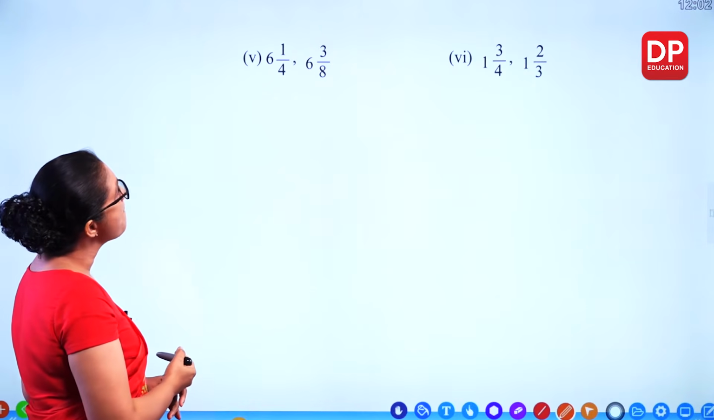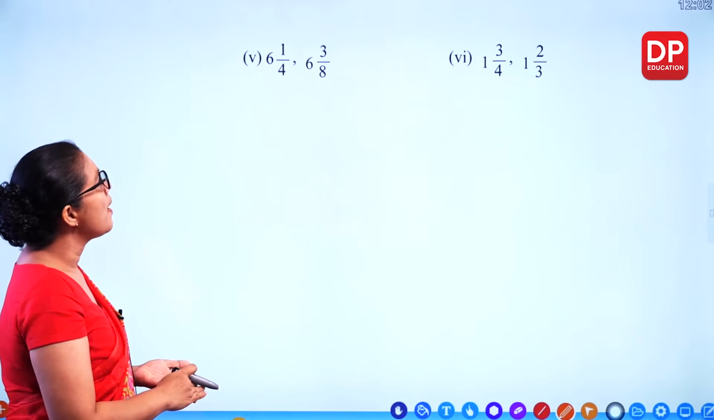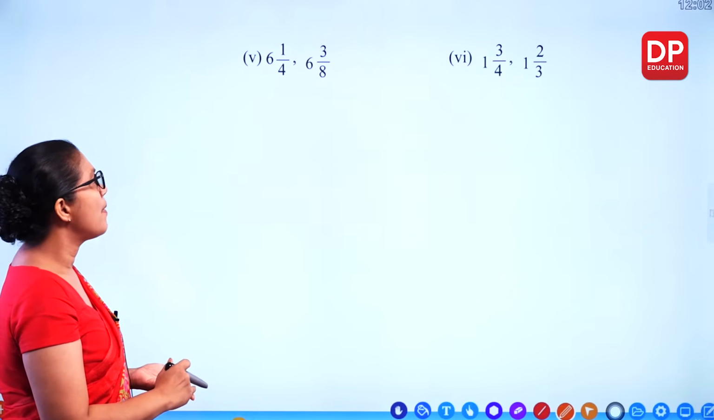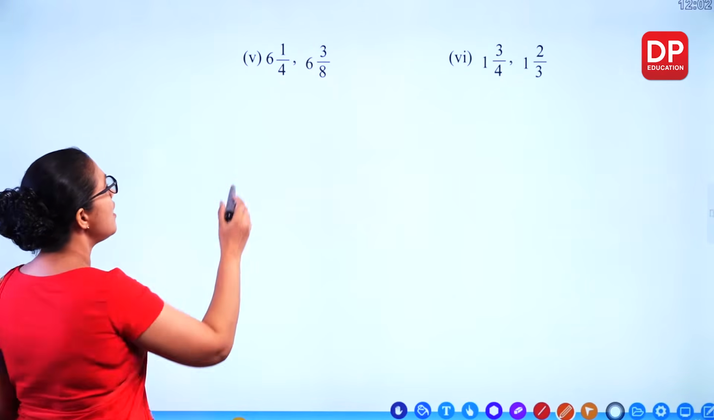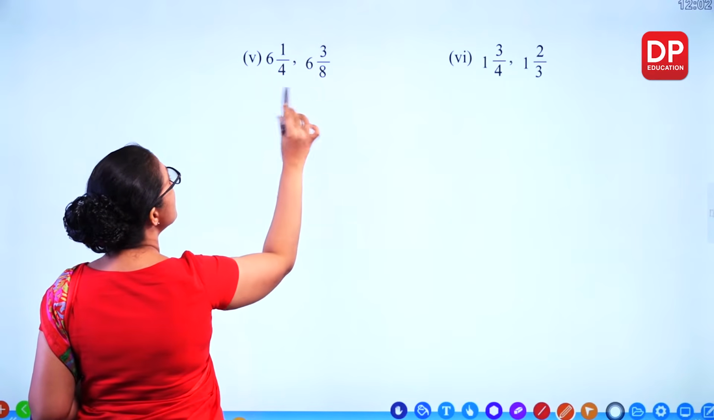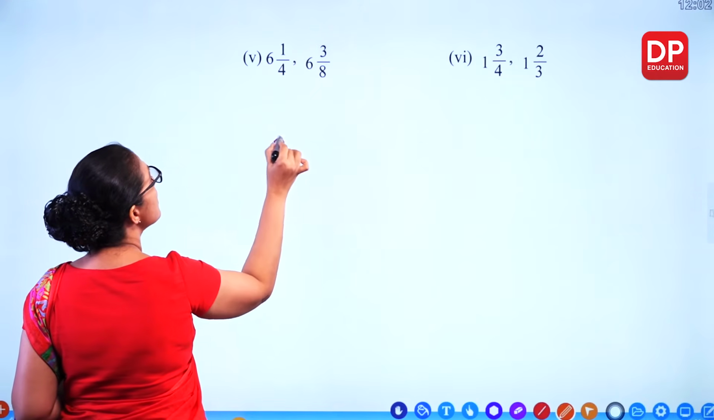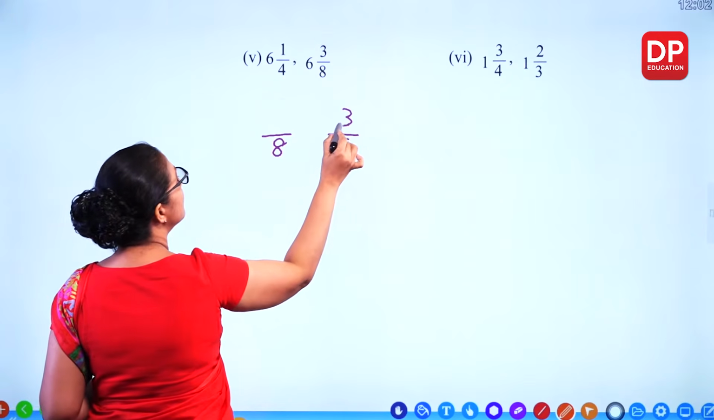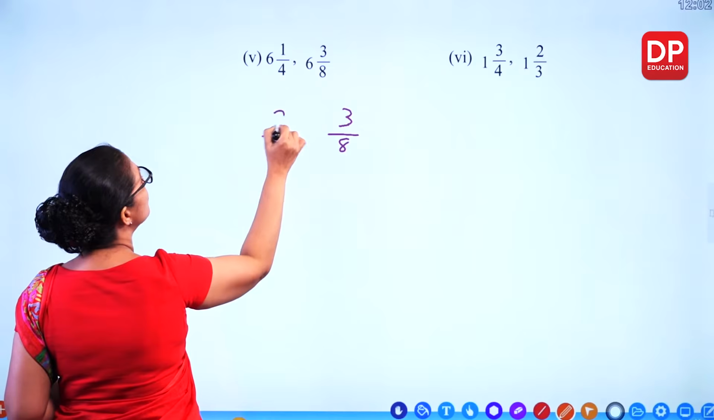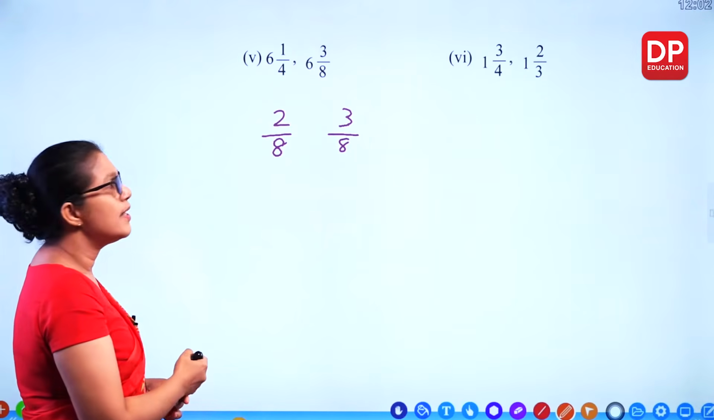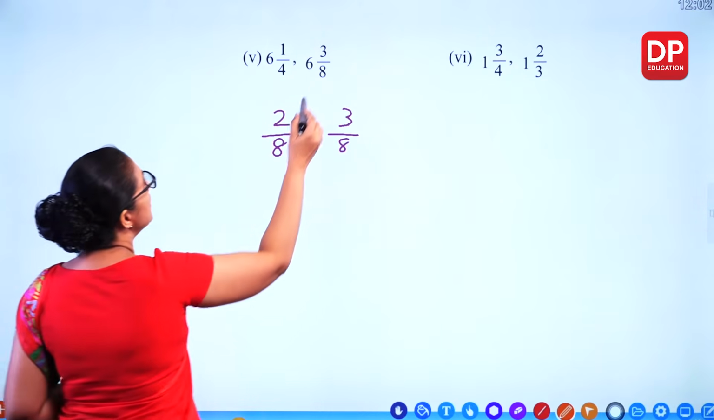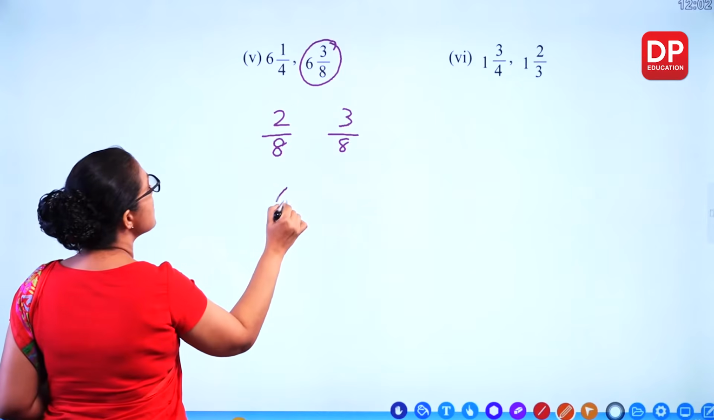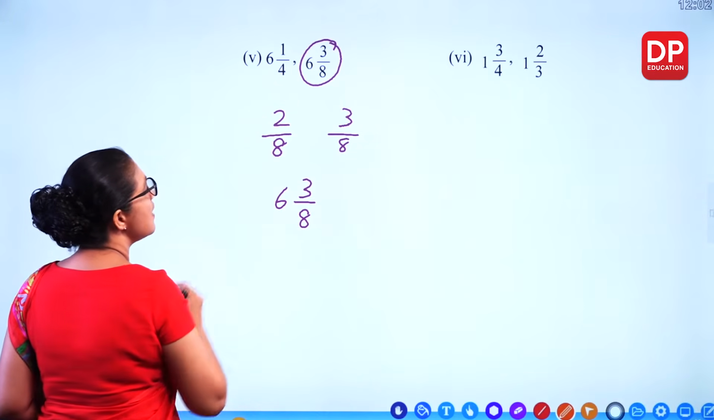These two. Whole numbers are the same and you can't compare with numerator or denominator. Only thing is to convert to the same denominator. So we'll convert to 8. This is 3 there. This one multiplied by 2. So 2. Which one is bigger? 3 8's bigger. So that means 6 and 3 over 8 is the larger one.